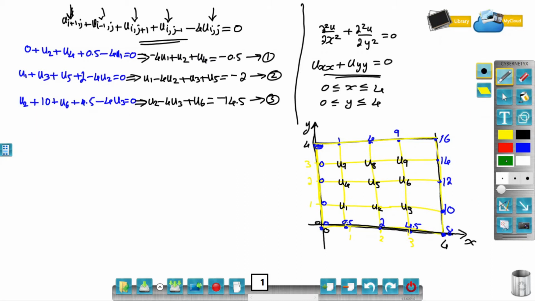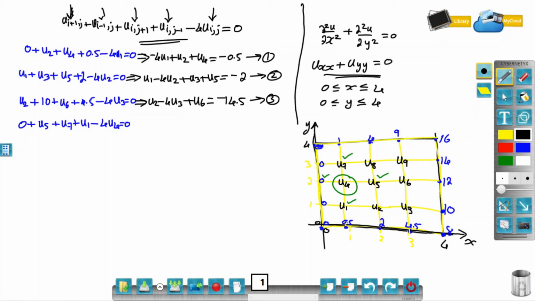So now U4 is the current point. Take U4 as the current point. So what is its left point? 0. What is its right point? U5. What is its top point? U7. What is its bottom point? U1. So now apply the standard 5-point formula. What we have? Left 0 plus, right U5 plus, top U7 plus, bottom U1 plus minus 4 into current point, that is U4 equal to 0.